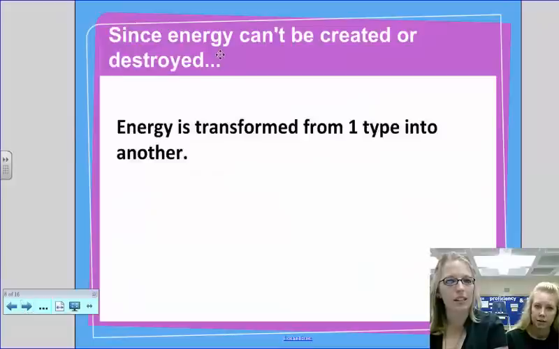We already talked about this. Since energy can't be created or destroyed, its energy is transformed. That is the word you will see on assessments. Transform. If I was a transformer, I go from that bumblebee guy to the truck. I transformed my shape. Energy changes and transforms its type from one type to another.